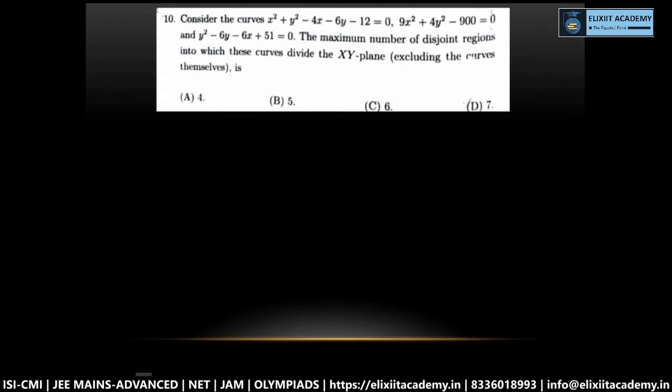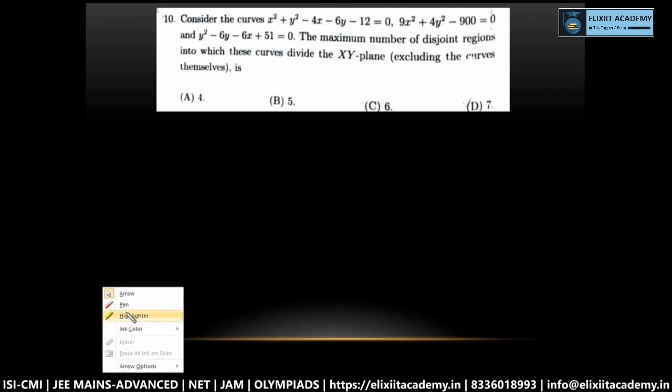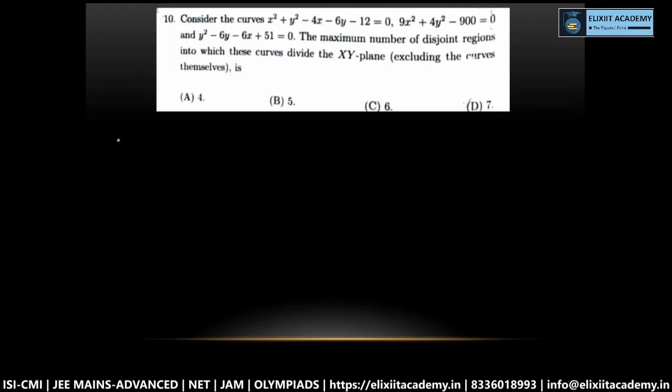Next one. Consider the curves x square plus y square minus 4x minus 6y minus 12 is equal to 0. So what is this? This is a circle. Obviously, you can rewrite this as x minus 2 whole square plus y minus 3 whole square is equal to 5 square. This is a circle of radius 5.